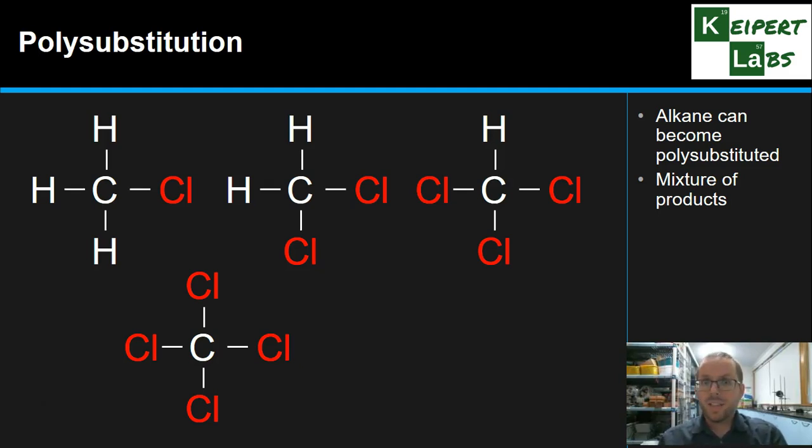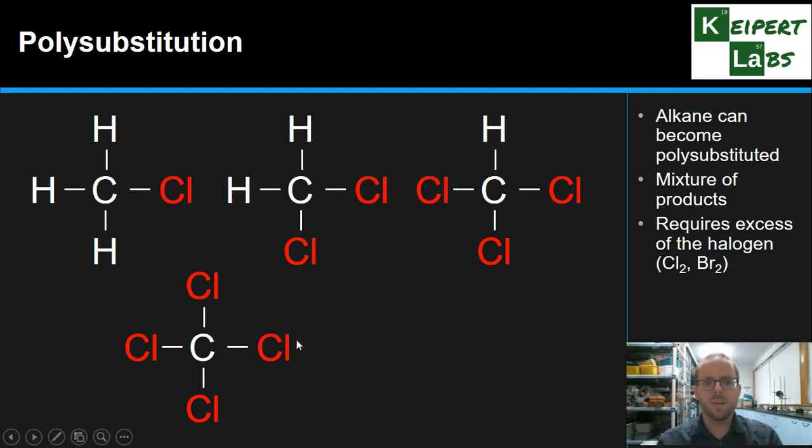Now, depending on exactly how much we combine, this may or may not be very likely. But if we have an excess of the halogen, then we can end up with all of the molecules having gone all the way to completion over time. And we end up with this tetrachloromethane compound that we see here.